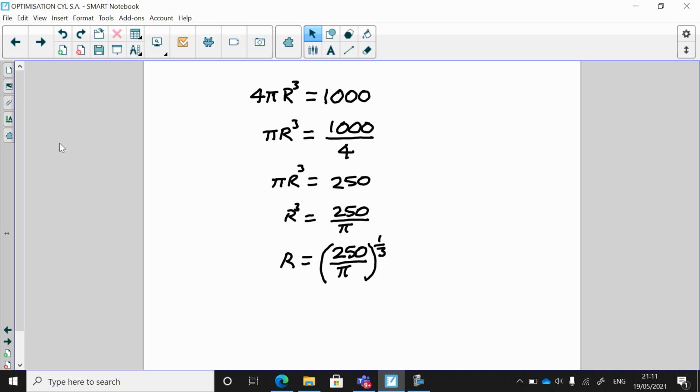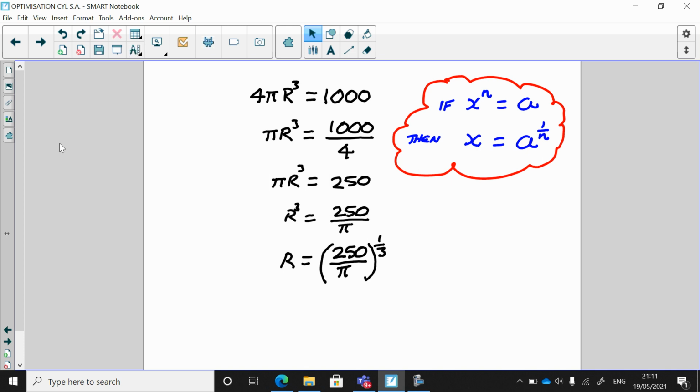So let's uncube R cubed, so the cube root, or the power of a third. And hopefully you're not asking why it is a power of a third. Well, that's just because of one of our laws of indices. Right, okay. We've got a value of R here, 250 over pi. Put it in your calculator, see what it gives you. Then cube root it or power of a third. It will give you a decimal answer here, or it might just say 250 over pi to the power of a third.